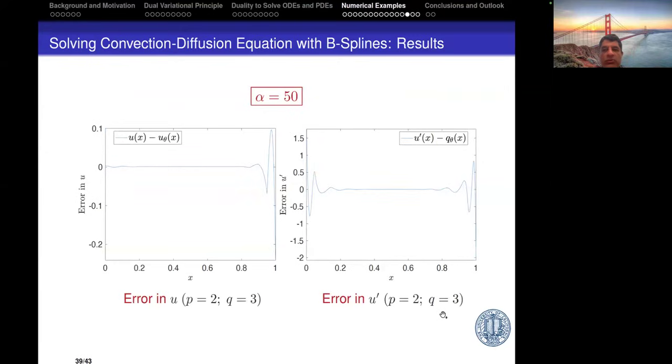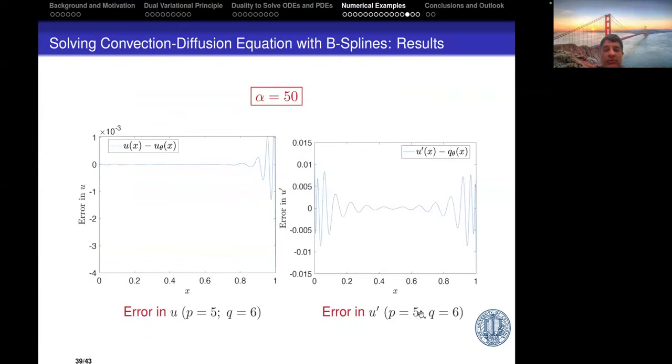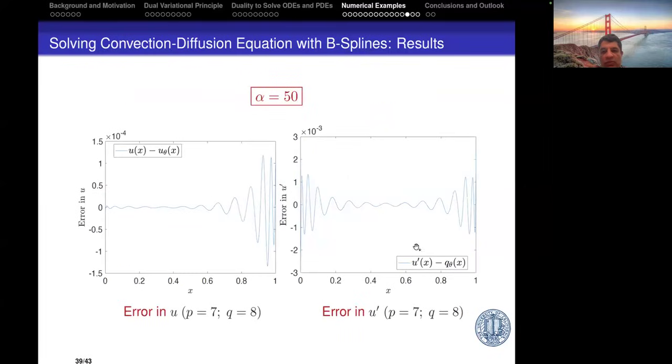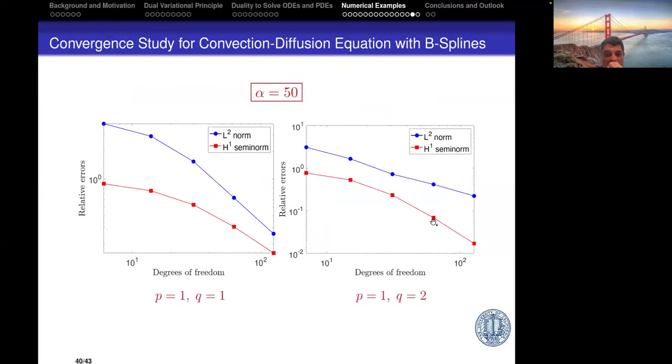So I start with p equal to 2 and 3. Then I can go to 5 and 6. And you can go higher also, of course. I've gone to 7 and 8, for example. And you can get varying accuracy with this as you go. And lastly, I show you the convergence study of this problem.